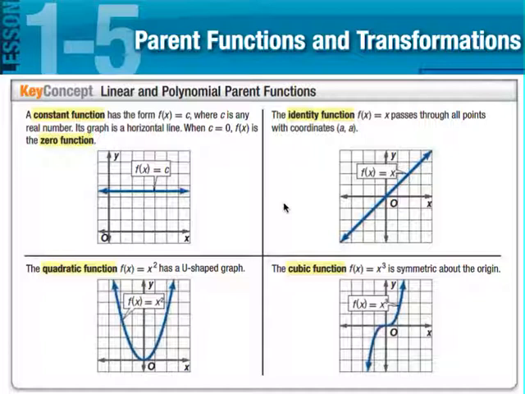Quadratic function, remember, is a parabola that opens up or down. Okay, and that equation is f of x equals x squared. Cubic function, f of x equals x cubed, looks like that you're given. It'll also look like this. Okay, so it could look that way. That's in the parent functions, but f of x equals x cubed, that is the way the graph looks.